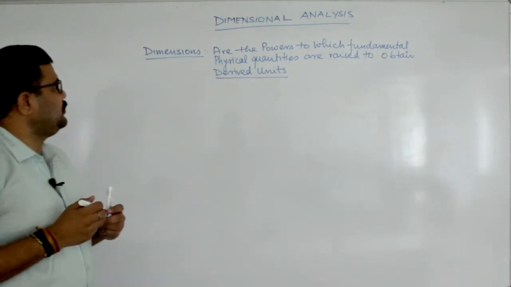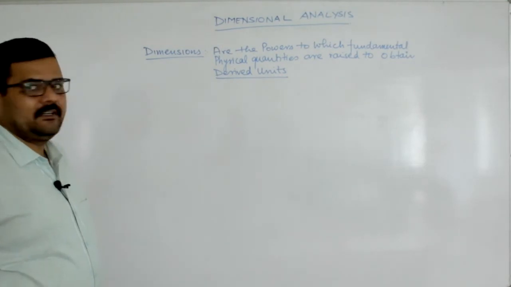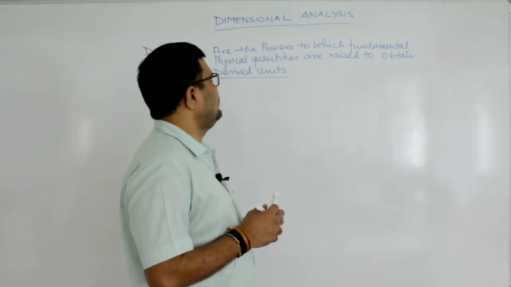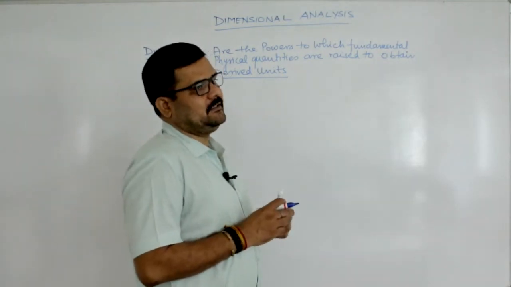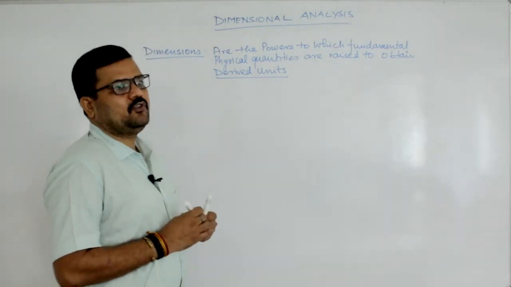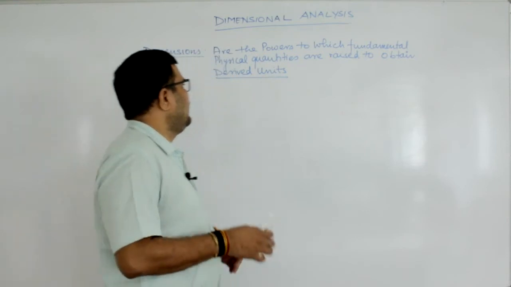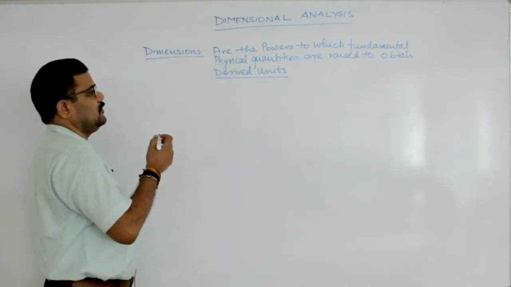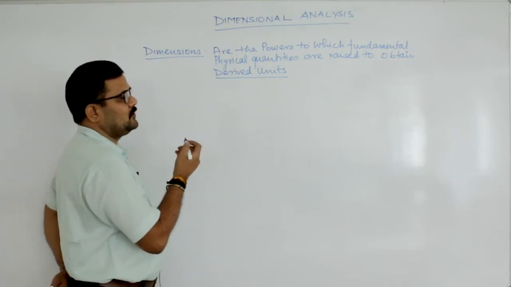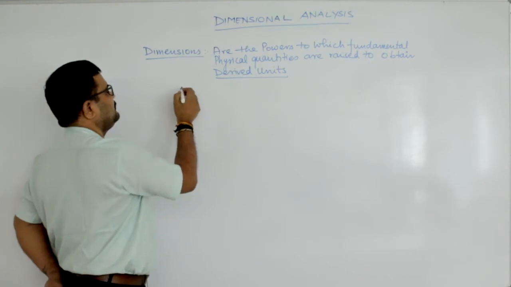So the prime use of dimension is, you have to use the formula of the physical quantity and then you need to derive units of that physical quantity. I have discussed certain physical quantities which you have already learned in class 9th and 10th. So what are the denotations of these physical quantities? There are 5 fundamental physical quantities which are to be used in dimensions. I am mentioning it again.